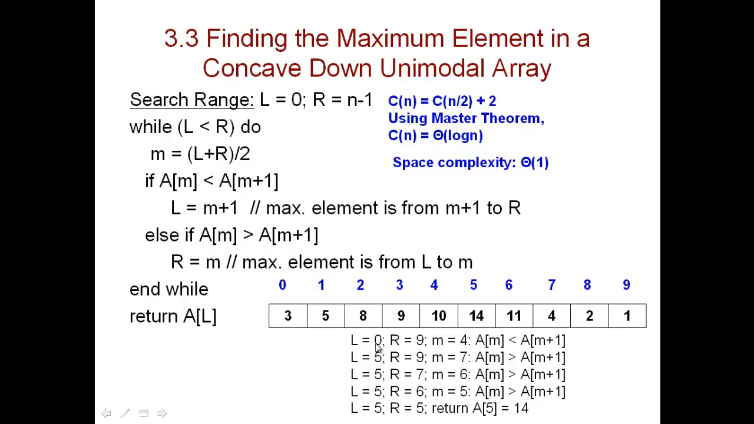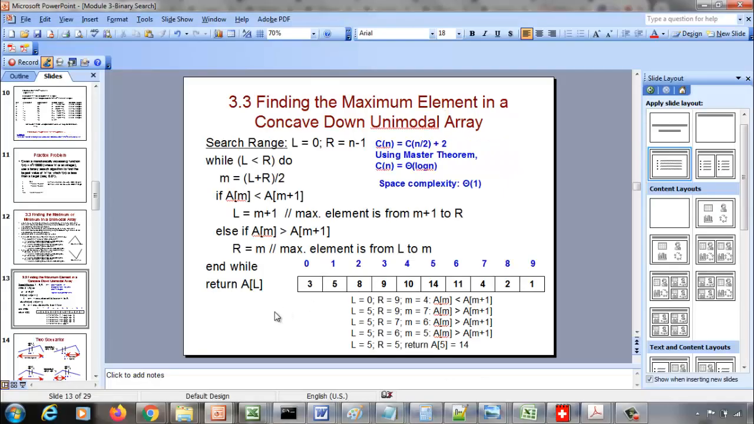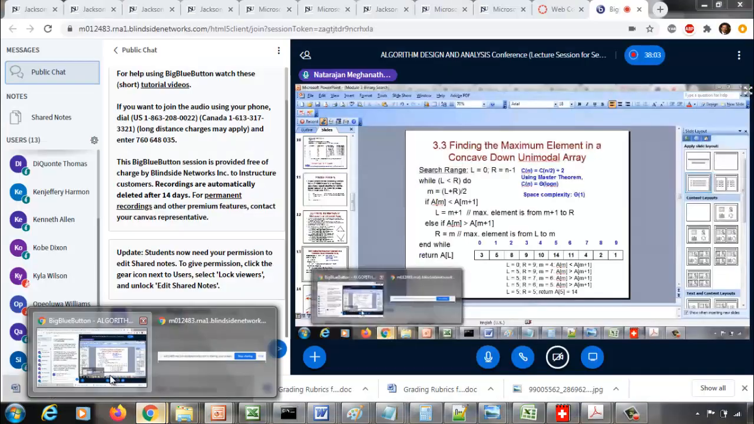As you see, in doing the iterations, the left index was always less than the right index. So the moment they become the same, we can stop the algorithm and say that's where the maximum is. Any questions so far on this problem and the algorithm for that?